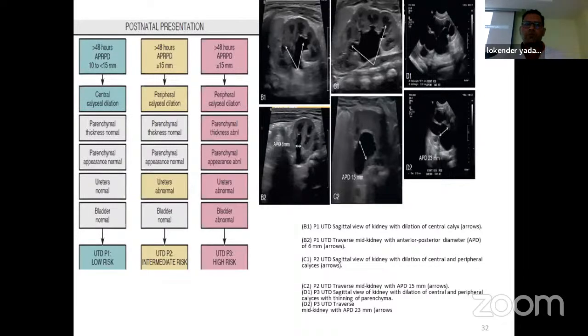In the postnatal presentation on ultrasound, if the anteroposterior renal pelvic diameter is 10 to 15 mm, then it is in the low risk group. If the APRD is 15 mm, then it is an intermediate risk group, and if it is more than or equal to 15 mm, then it is in the high risk group.